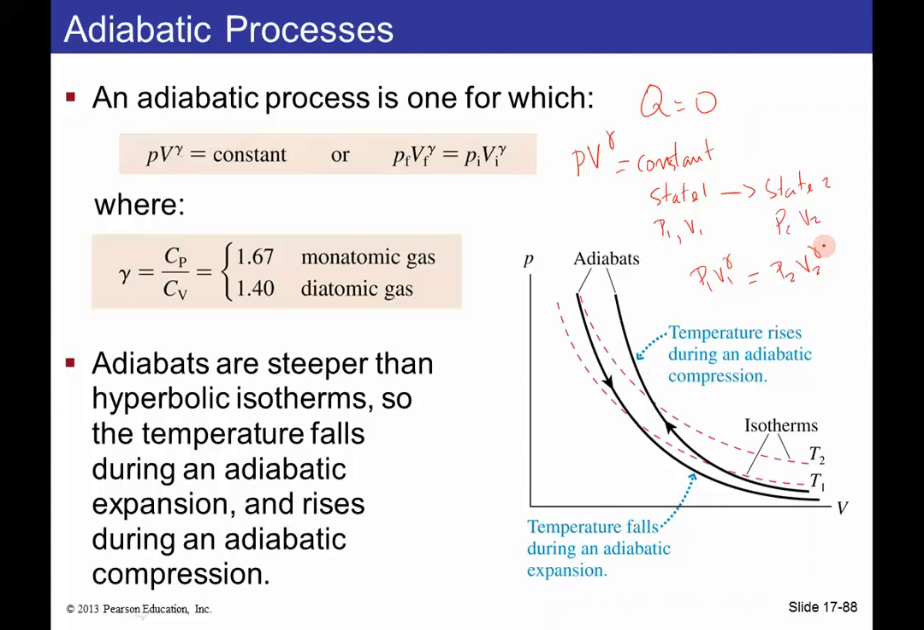If we compare adiabatic lines with isothermal lines in a PV diagram, these red lines are isotherms, where the temperature is constant through them. The adiabatics are steeper, right? So this is an adiabatic expansion, where the temperature goes from this value here to another value here. This is an adiabatic compression. The adiabatics are steeper, and the temperature falls during an adiabatic expansion and rises during an adiabatic compression.